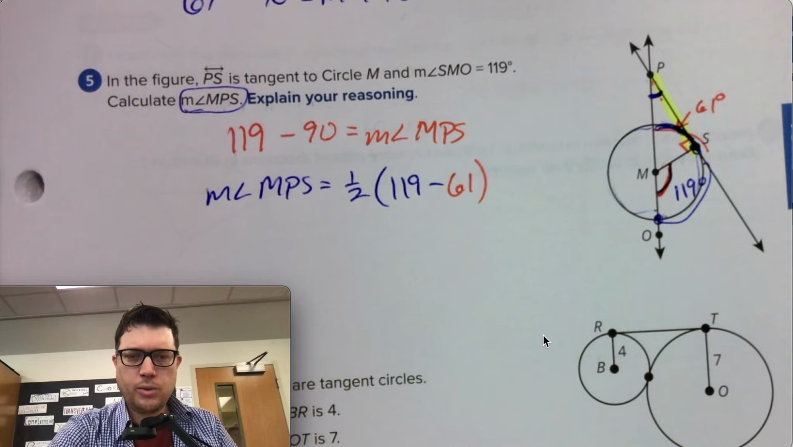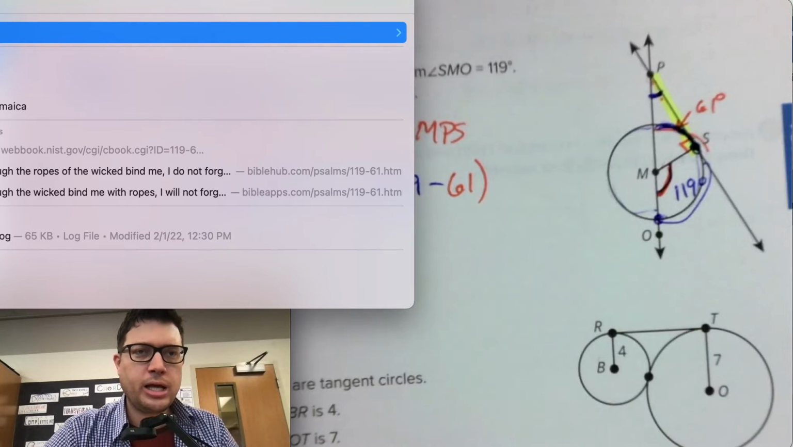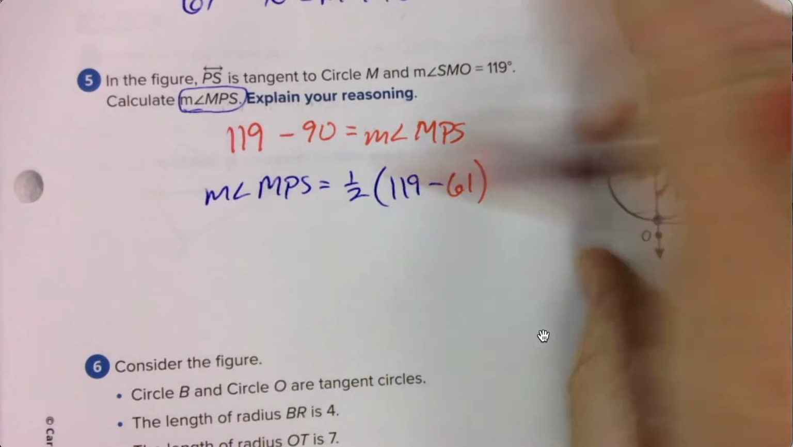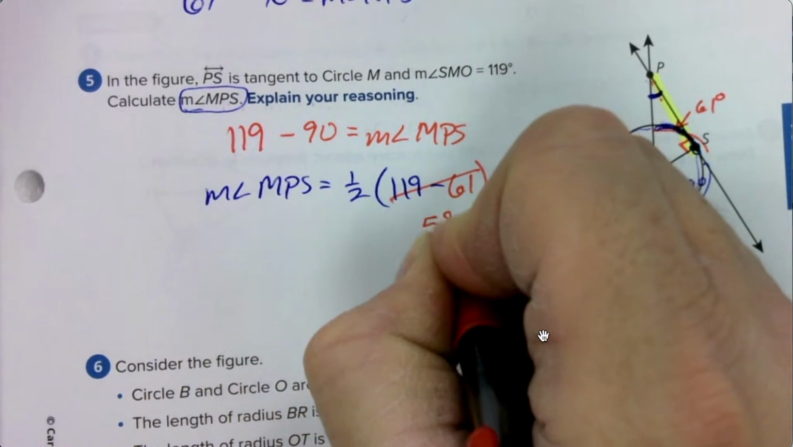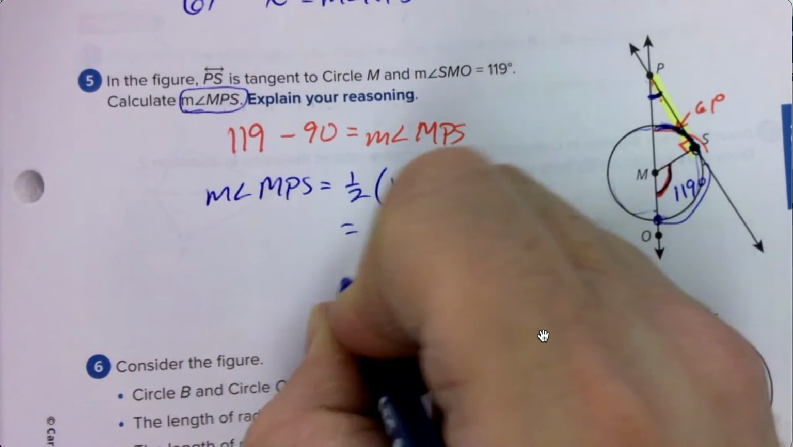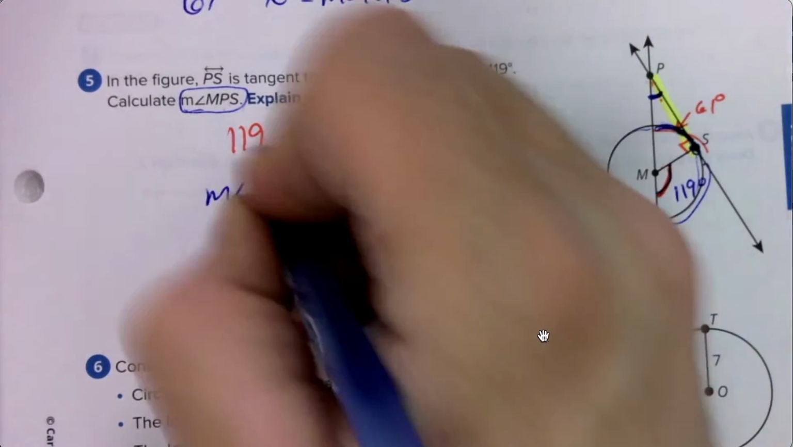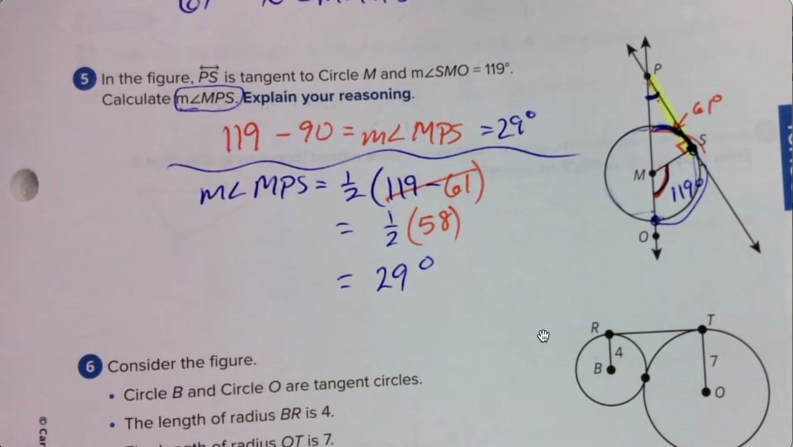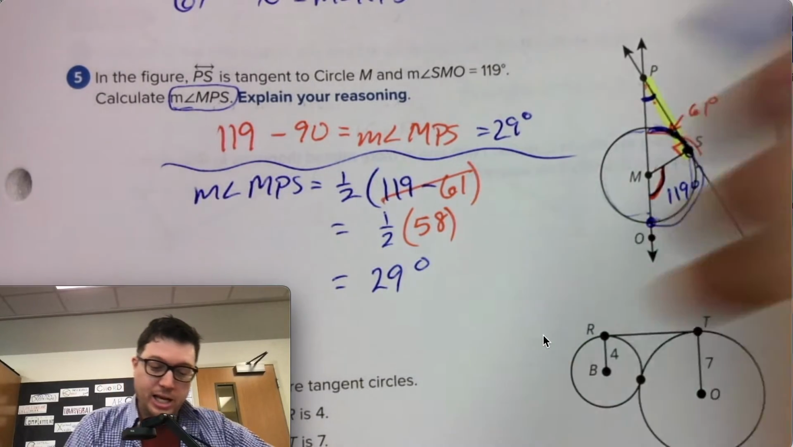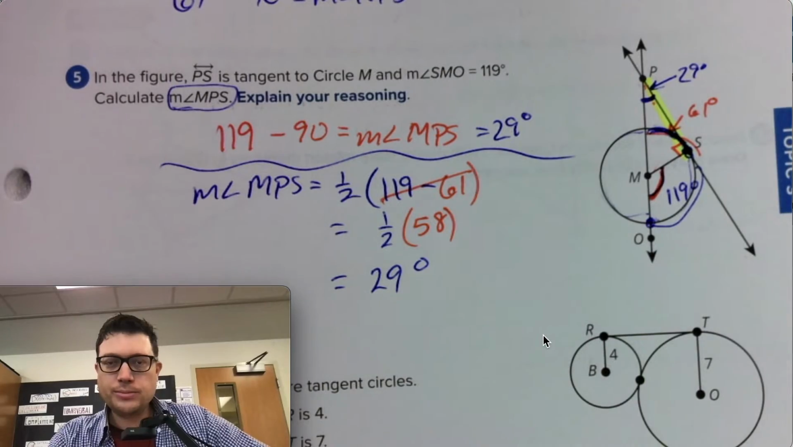So let's see here. I want to go with this one. 119 minus 61 gives me 58. And then half of 58 will be my answer. 29. Oh, this was also 29. Hey, both methods. Pick your favorite and use it. They both wind up giving you the same answer of 29 degrees, as in angle P is a 29-degree angle.